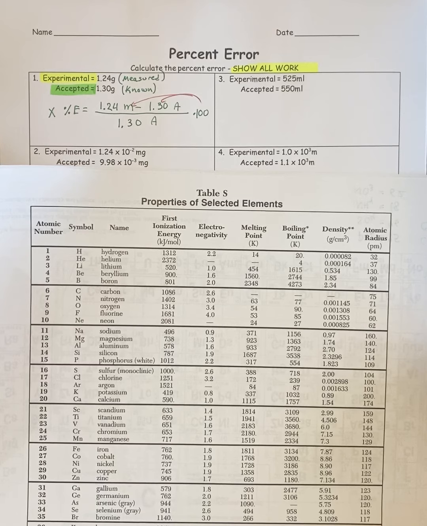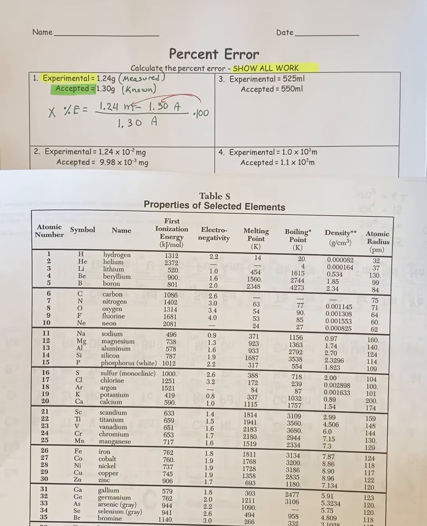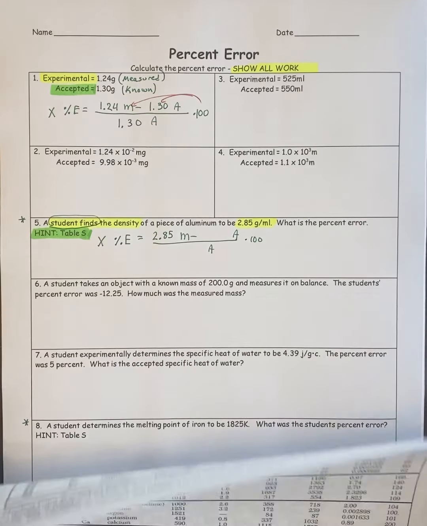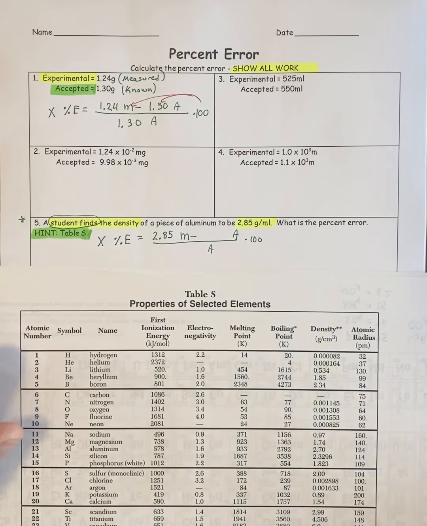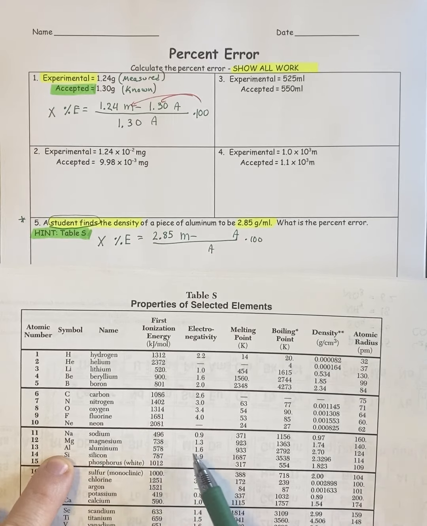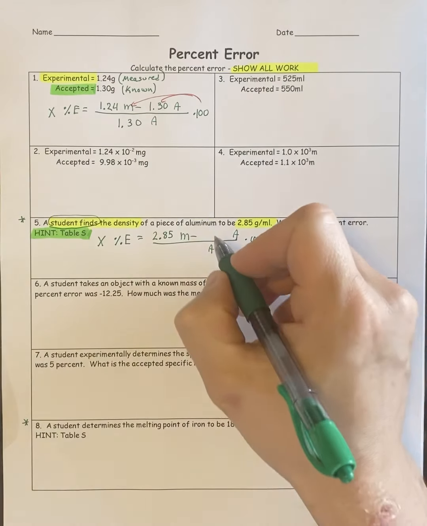That's why we call it the accepted value. Everyone agrees that these are the right answers, or the known value. It's what everyone knows to be the true answer. So you can think of it like that. So for problem 5, it wants the density of a piece of aluminum. So I would go to aluminum, and then I would go over to the density column, and the density of aluminum is 2.70. So now I'm going to use that as my accepted value.